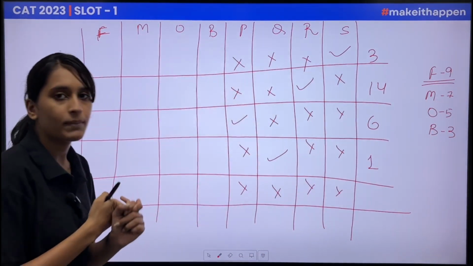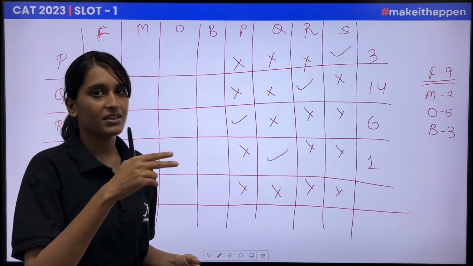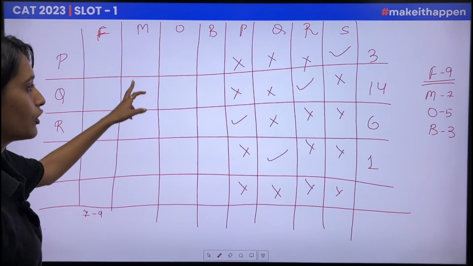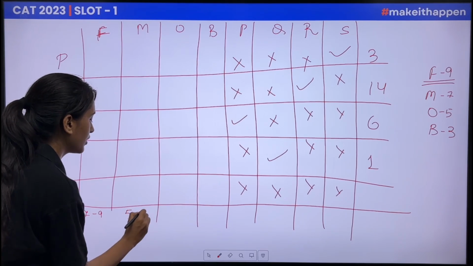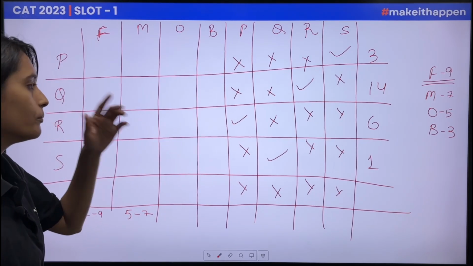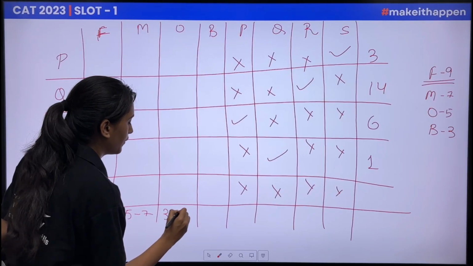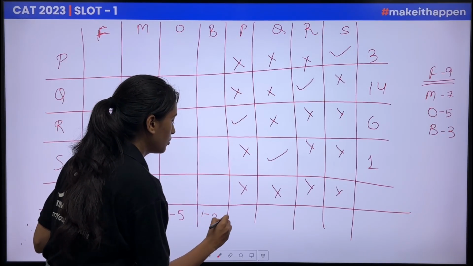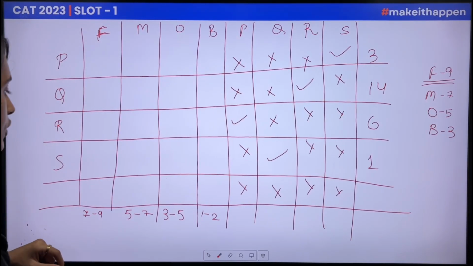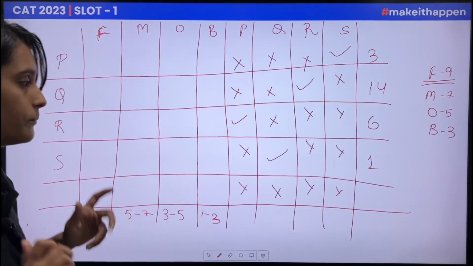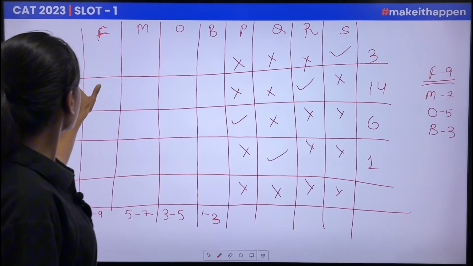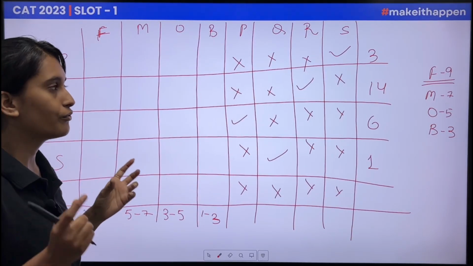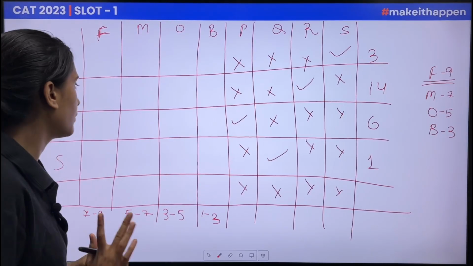So how many people can vote? Minimum 7 can vote and maximum 9 can vote. So either 7 or 9 can vote here. If I talk about M, 5 or 7 can vote here. If I talk about O, 3 to 5 can vote over here. And if I talk about B, 1 to 3 can vote over here. Now, since P needs 3 votes and all the departments vote for one particular candidate only.